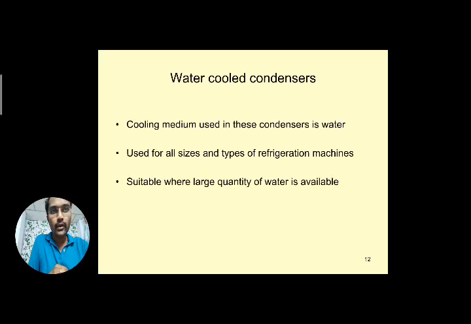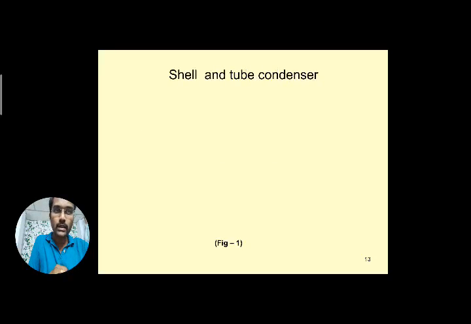They are economical, and they can be employed where plenty of water is available. If a large quantity of water is available, it is suitable in that case. As already seen in the classification of condensers, water cooled condensers are of shell and tube, shell and coil, and tube in tube or double tube types. First we'll explain the shell and tube condenser.